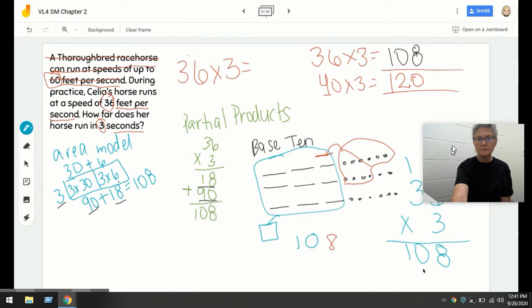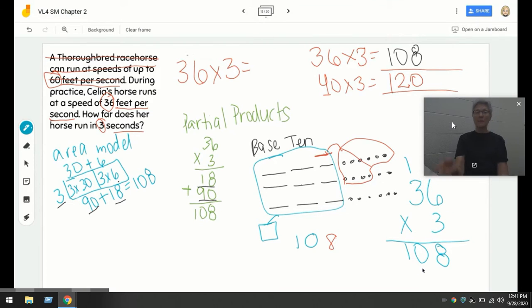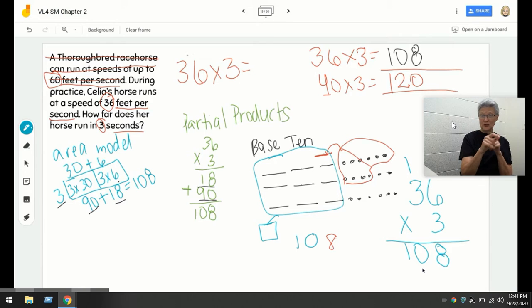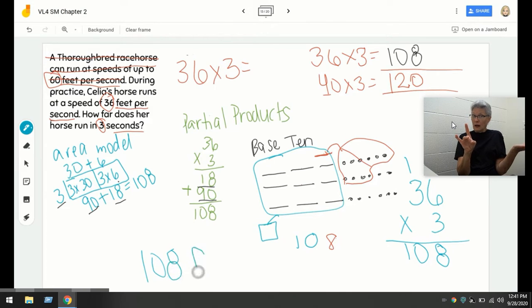Now, you guys, before I leave us off here, I know that we need to actually answer the question being asked. It says, how far does her horse run in 3 seconds? Her horse runs 108. How far? So we're talking about distance, feet. 108 feet in 3 seconds. All right, you guys, thanks for doing something a little bit different, pausing and thinking through it together. Awesome job.